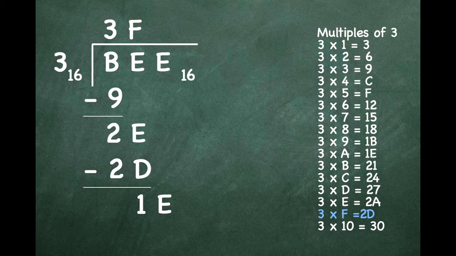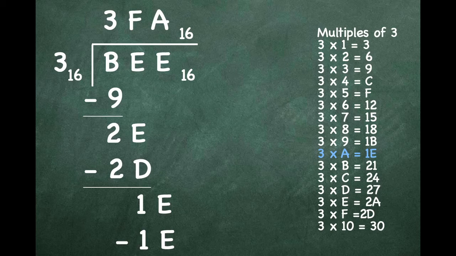Bring down E once more. We have to divide 1E base 16 by 3 base 16. Look at the multiples of 3 and we can see that 1E is the product of 3 base 16 times A base 16. Write A on the bar line, subtract 1E from 1E, and we get a remainder of 0. Since we can no longer bring down any digit from the dividend, it means that it's time to stop. The final answer is 3FA base 16.